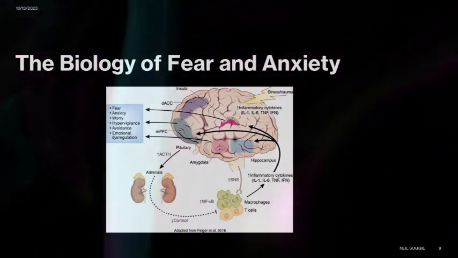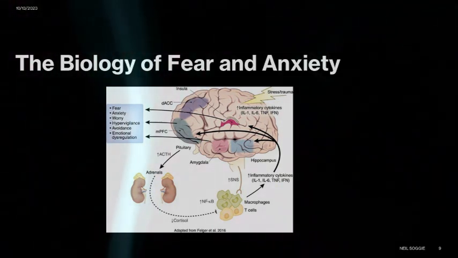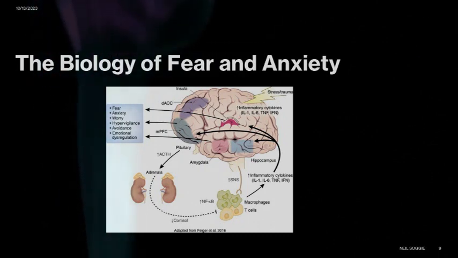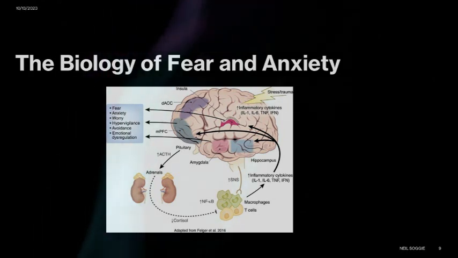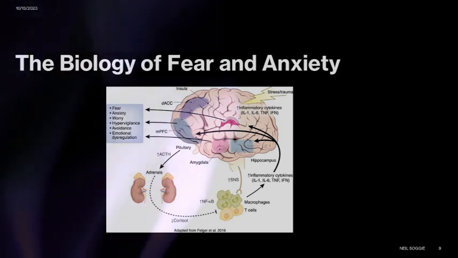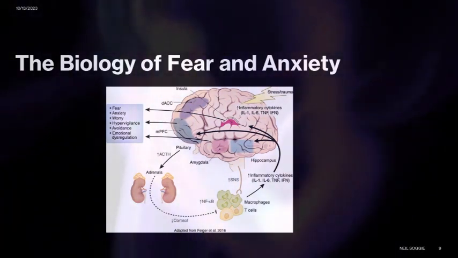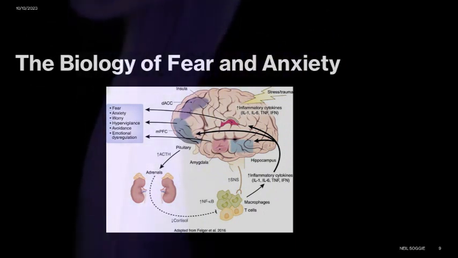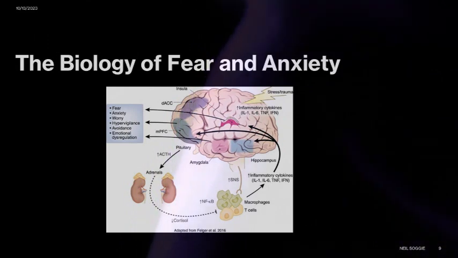And so the brain has a remarkable capacity for neuroplasticity, allowing it to adapt and learn from experiences. And in the context of fear and anxiety, this can lead to the development of phobias and the perpetuation of anxiety disorders and, of course, depression as well. And so understanding the biological basis of anxiety and fear has really led to the development of some therapeutic approaches, the most effective being cognitive behavioral therapy.